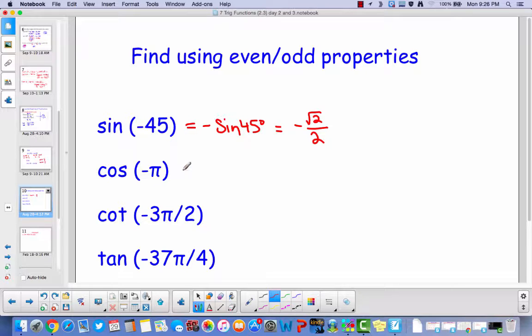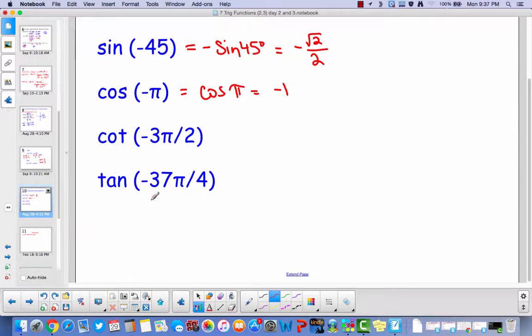Cosine of negative pi is the same thing as cosine of pi. But what is the cosine of pi? Right, negative 1. Interesting. We've thrown in cotangent and tangent. Talk to your side partner about what you think you're going to do with those. Okay, we are going to talk about cotangent and tangent when I return, because cotangent and tangent have a period of pi, and so that makes it slightly different.